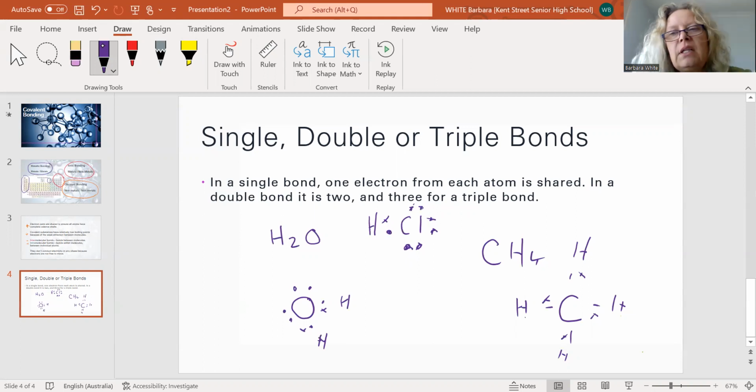So we'll go into that in more detail in chapter 12. Don't worry too much about that now, but do have lots of goes at drawing the Lewis structures. Work through the chapter questions. Message me if you get stuck. Have a lovely week.